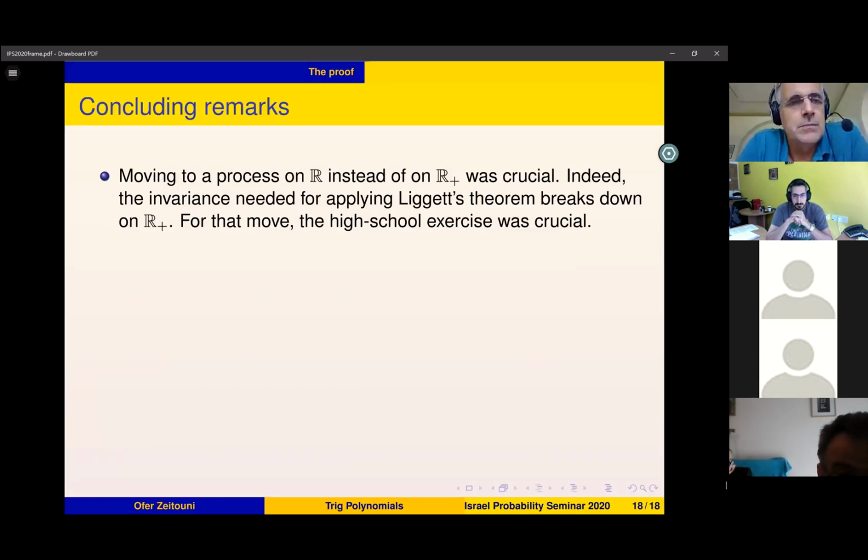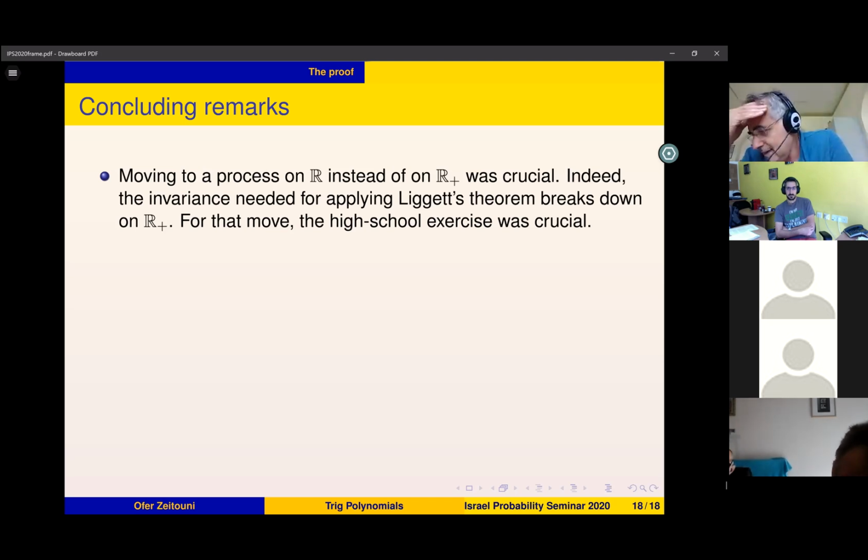Let me give you some concluding remarks, and then I'll finish and answer questions. So first of all, moving to a process on R instead of R plus was crucial because I don't know a version of Liggett's theorem on R plus. It looks a little bit silly, but I don't know any of those. Of course, if you are on R plus, you cannot simply add an independent variable that is both positive and negative, or you cannot add an independent variable that is always positive because that would not have the same law. And if you add a random variable that is possibly negative, you get out of R plus. So that invariance cannot work on R plus.